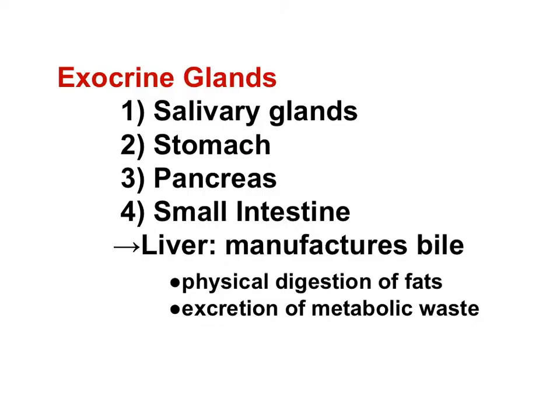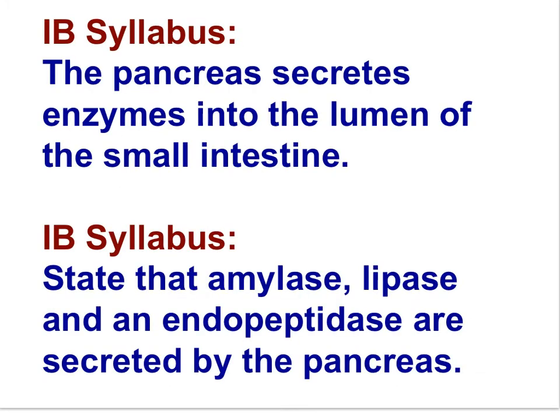The glands that manufacture and secrete enzymes into the digestive tract are the salivary glands, the stomach, the pancreas, and the small intestine itself. The liver releases bile to the small intestine. Bile emulsifies fats, which is a physical breakdown, not a chemical breakdown. Our focus in this movie will be on the pancreas and the small intestine, and here are the 2 relevant IB syllabus statements related to the pancreas.